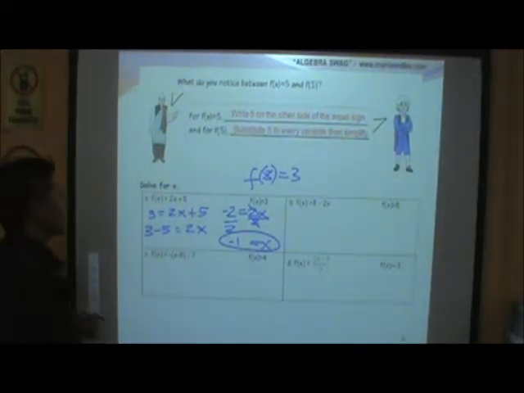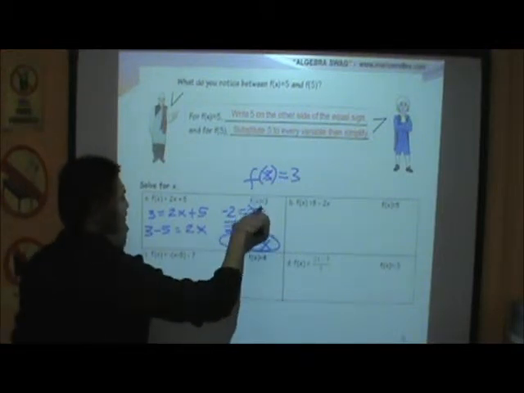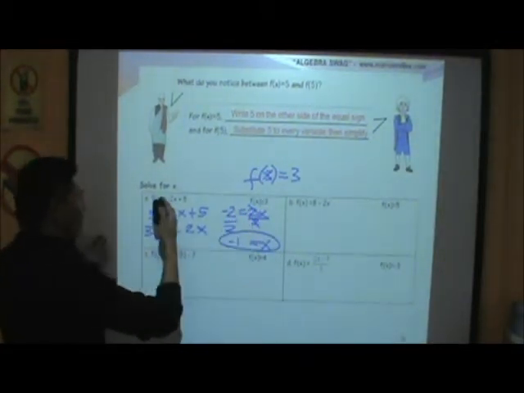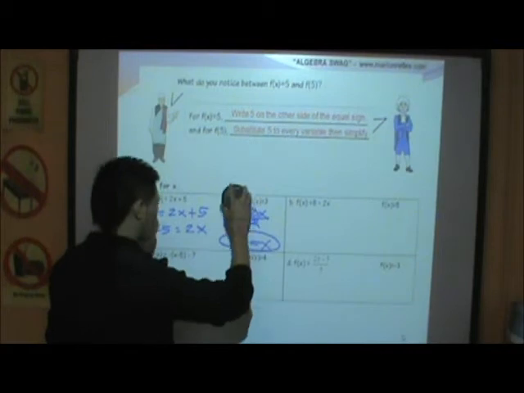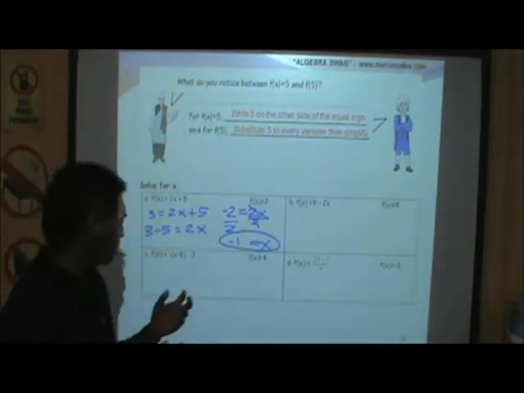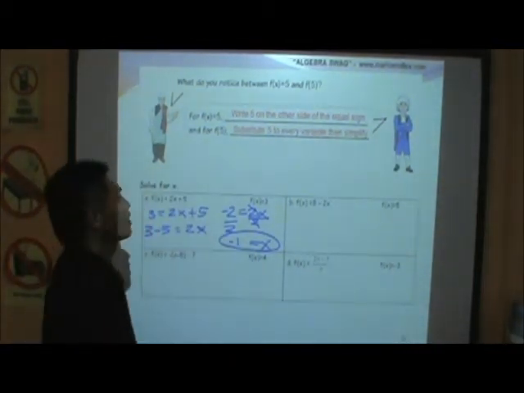Okay? So, again, the number 3 here is outside. That's why you have to put that number 3 outside. If it's inside, plug it into x. Okay, let's try this one.